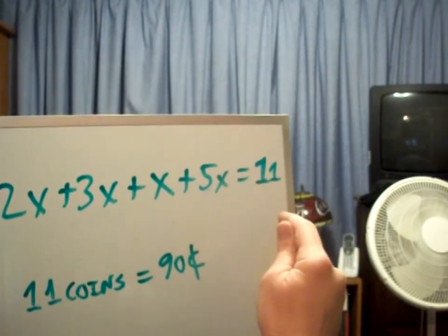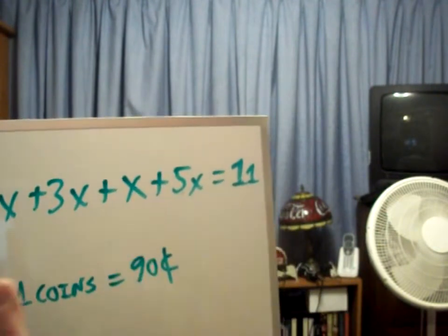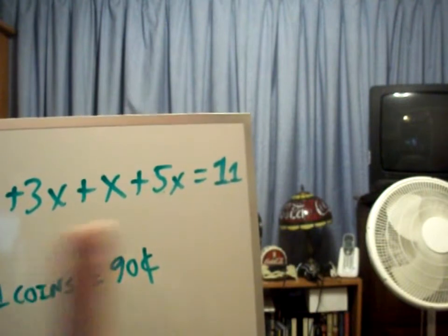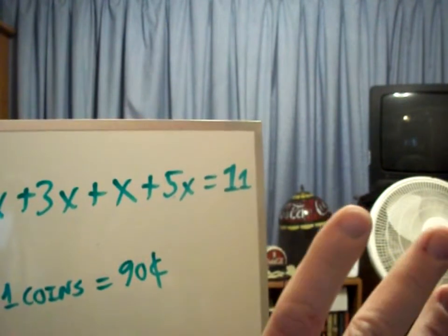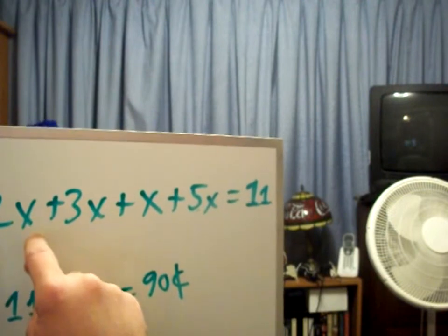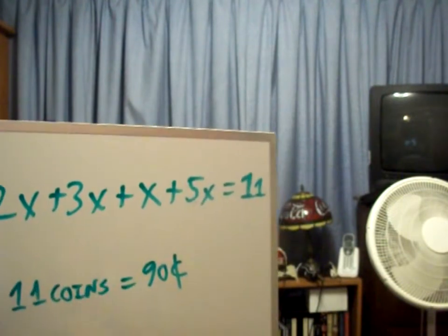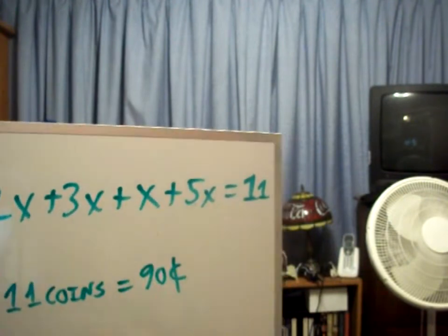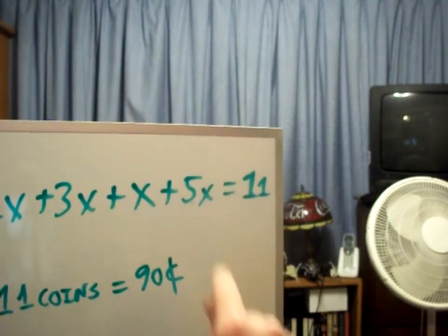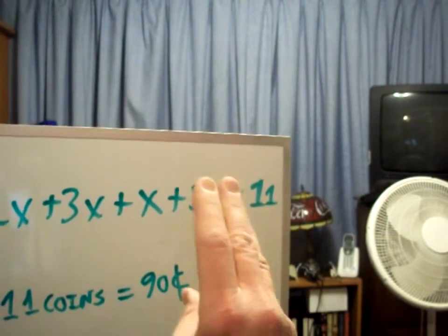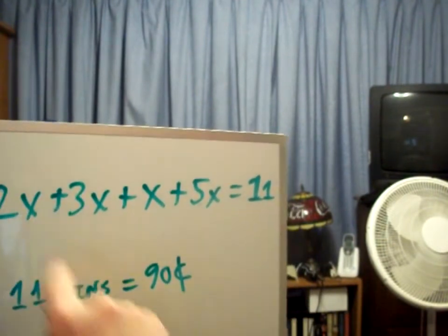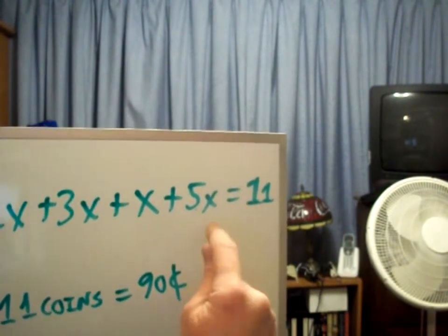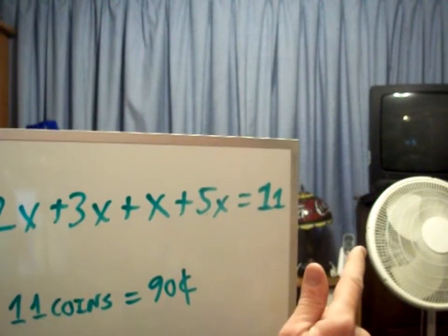So you divide 11 by 11, and what do you get? You get 1. Now we know how many nickels we have. Now we have to figure out how many quarters, dimes, and pennies we have. Well, 2 times 1 is 2. So now we know we have 2 quarters. 3 times 1 is 3, so now we know we have 3 dimes. 5 times 1 is 5, so now we know that we have 5 pennies. So we have 2 quarters, 3 dimes, 1 nickel, and 5 pennies. And that gives you your 11 coins.